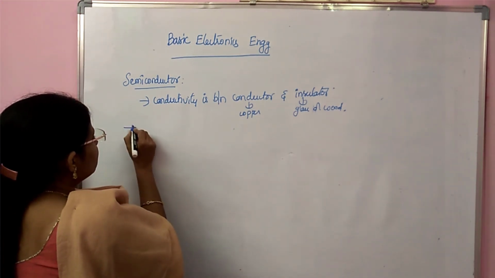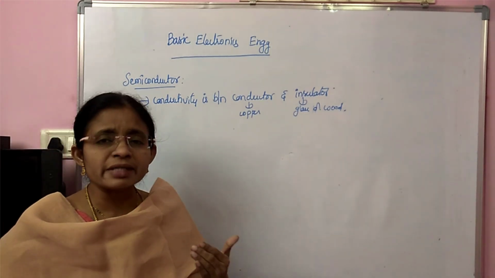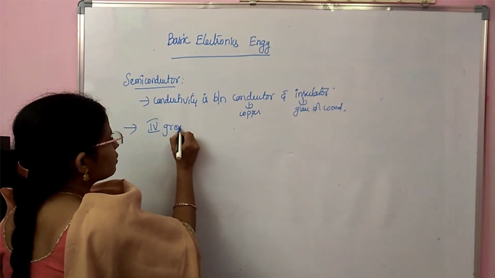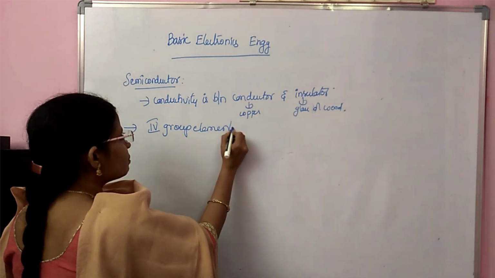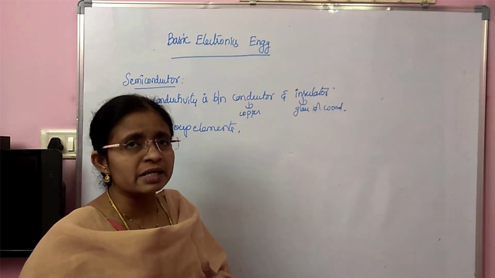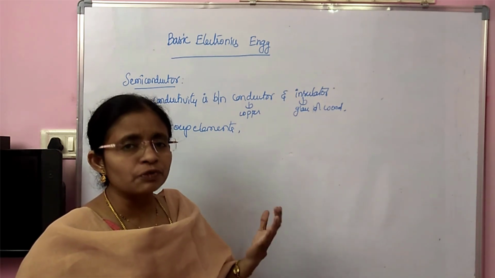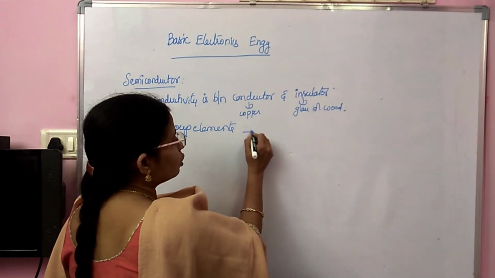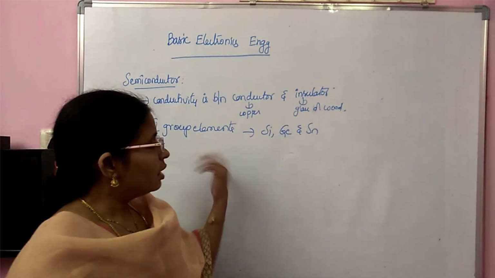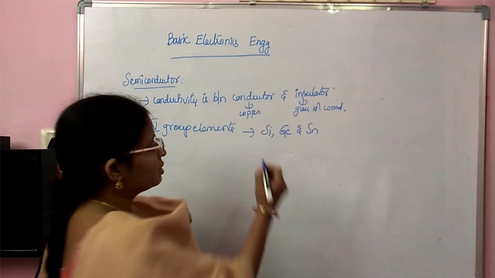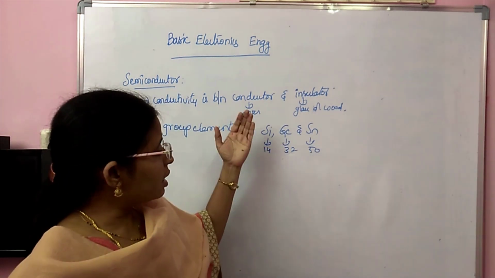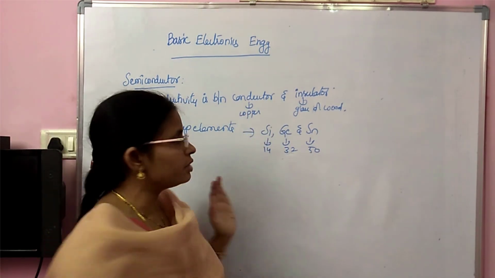Now, another important point: which type of elements act as semiconductors? All fourth group elements. We have other semiconductors, but these fourth group elements are naturally existing elements, naturally available, and cost is very less. That is the reason we are going for fourth group elements. What are the examples of fourth group elements? Silicon, germanium, and tin. The atomic numbers of silicon, germanium, and tin: silicon is 14, germanium is 32, and tin is 50. Silicon and germanium are very abundantly existing, so we are going for these two.